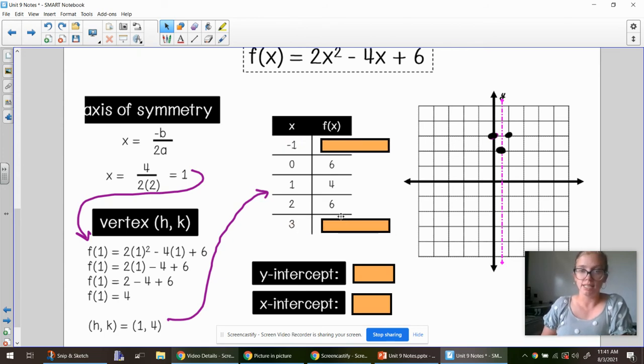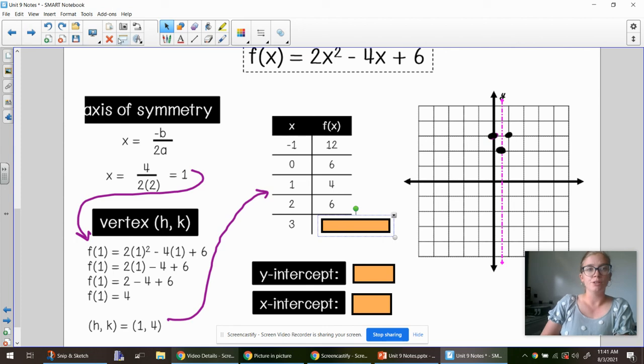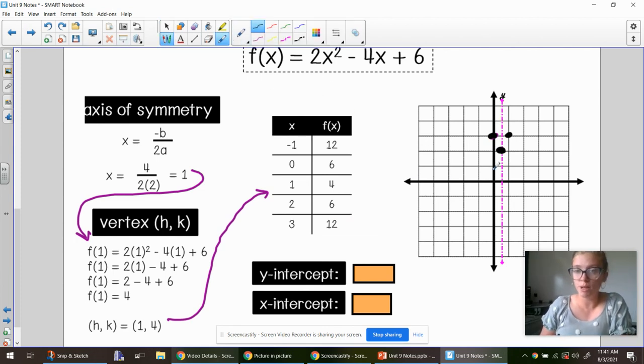Last but not least, I'm going to look at -1 and -3. I'm going to plug in -1. 2 times -1 squared is 2, minus 4 times -1, which is positive 4, plus 6. That gives me 12. I know it reflects, so 3 will also be the coordinate 3, 12. So -1, 12 is going to be up here. It's a little bit off the graph. 3, 12 is also up here, a little bit off the graph, and I'm going to connect my dots.